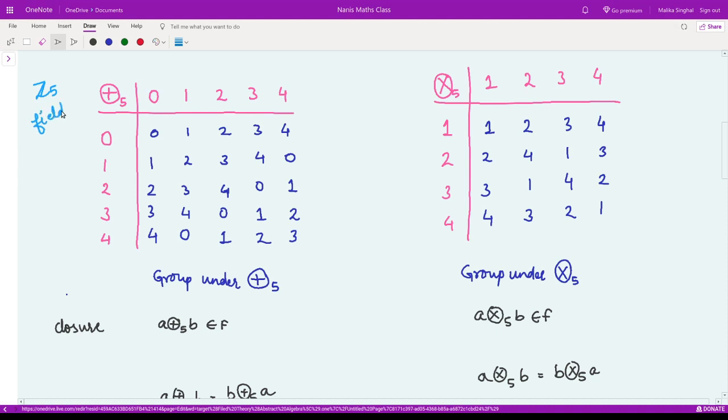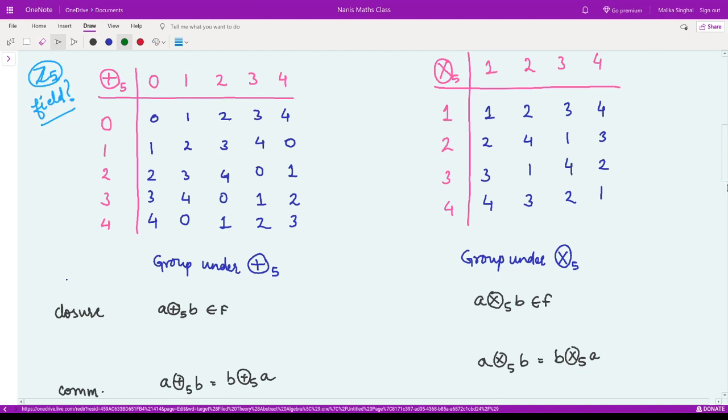To check that, we will check whether this is a group under this operation and whether this is a group under this operation. Moreover, does it satisfy the distributive property? So let us do that.